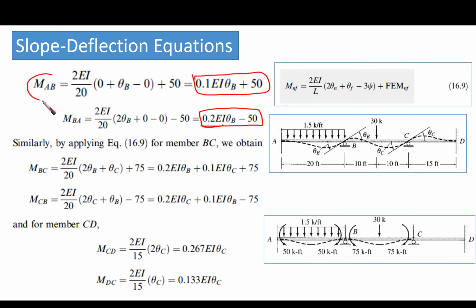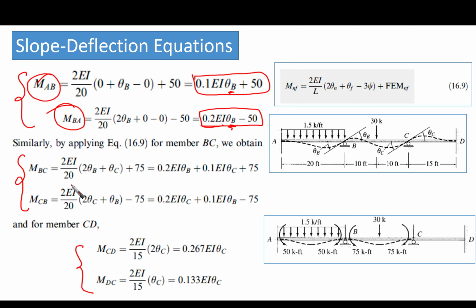When we apply the slope deflection method at point A and then at point B, all of them are in terms of theta B, which we do not know. Then similarly, we are going to apply the same equation for member BC. So the slope deflection method is being applied on each member. This is member AB, this is member BC, and then member CD.